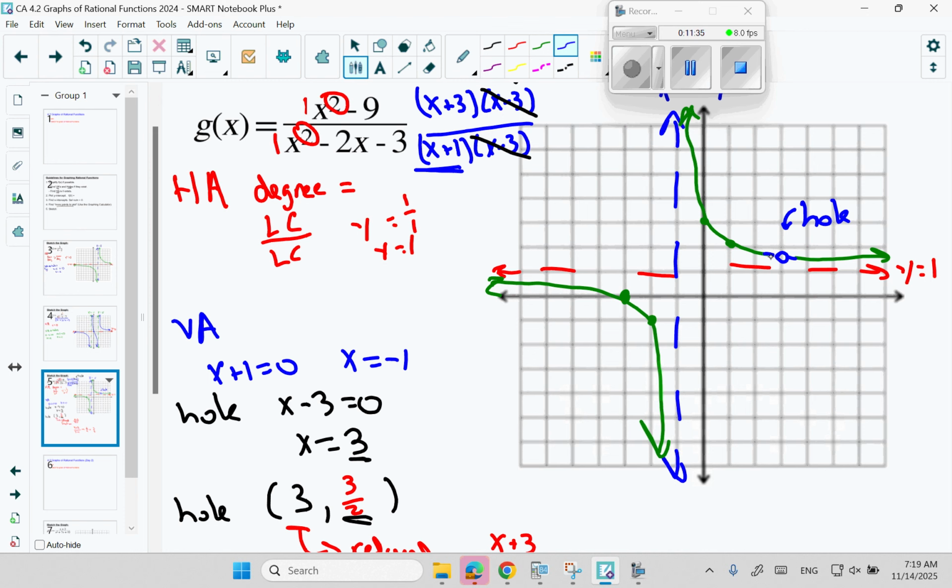What this is representing is if I just graphed x plus 3 over x plus 1, this is what my graph would look like, except that spot would be filled in. So it's just representing my previous equation.